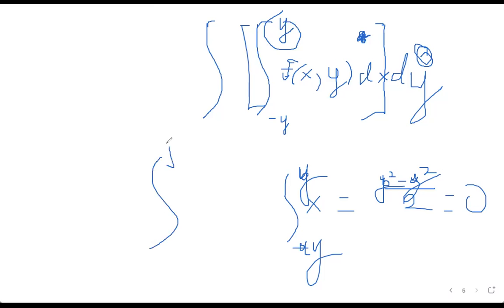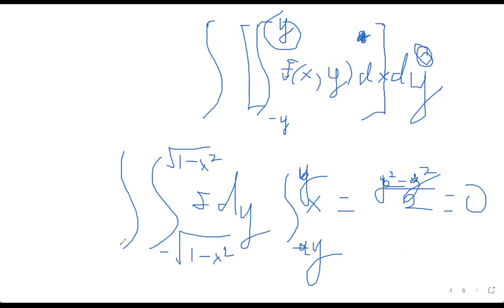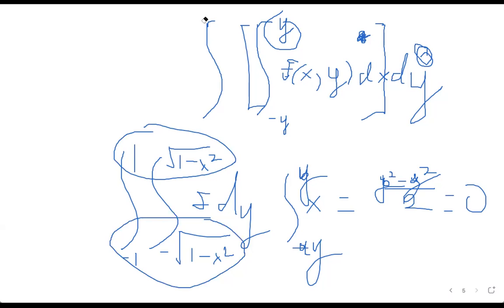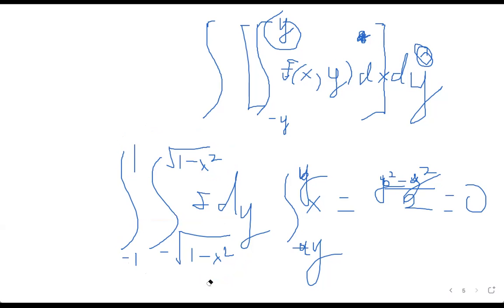Sometimes you might want to take the integral from minus root 1 minus x squared to root 1 minus x squared of my function dy, and then integrate from x equals minus 1 to 1. And bonus points, and I can't hand out cookies for multiple reasons, but bonus points and a cookie to anyone who can tell me what this shape represents. What area is being integrated over by this double integral?